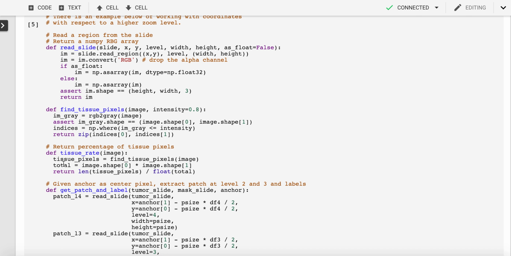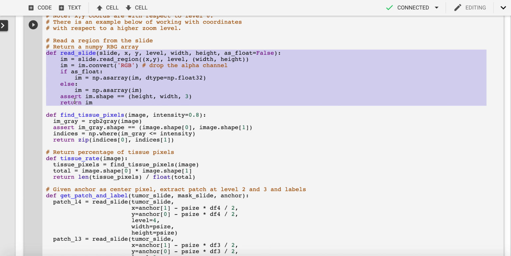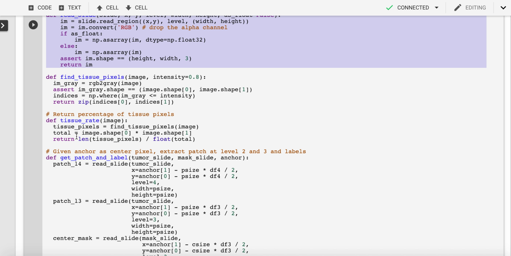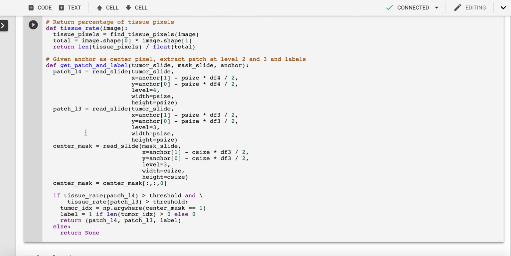These are some helper functions. This one is provided by the professor, and the rest of the helper functions I wrote to extract patches and calculate tissue rate. The get patch and label function performs the actual extraction.